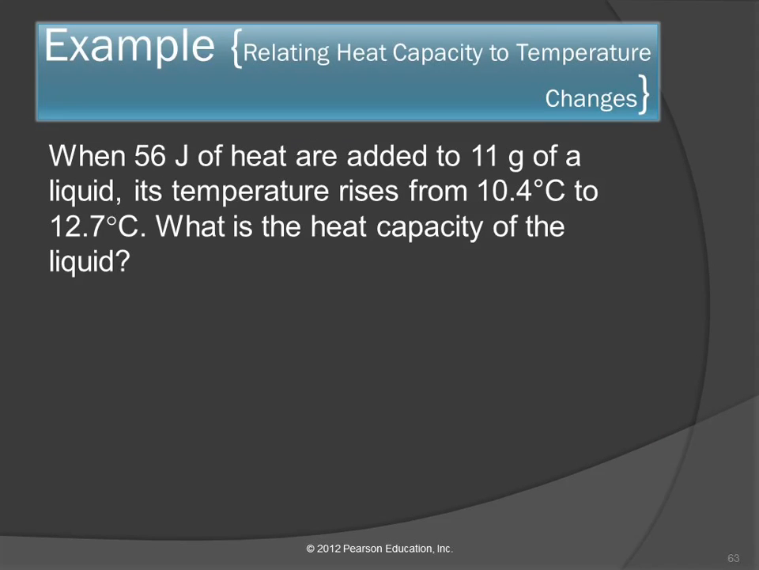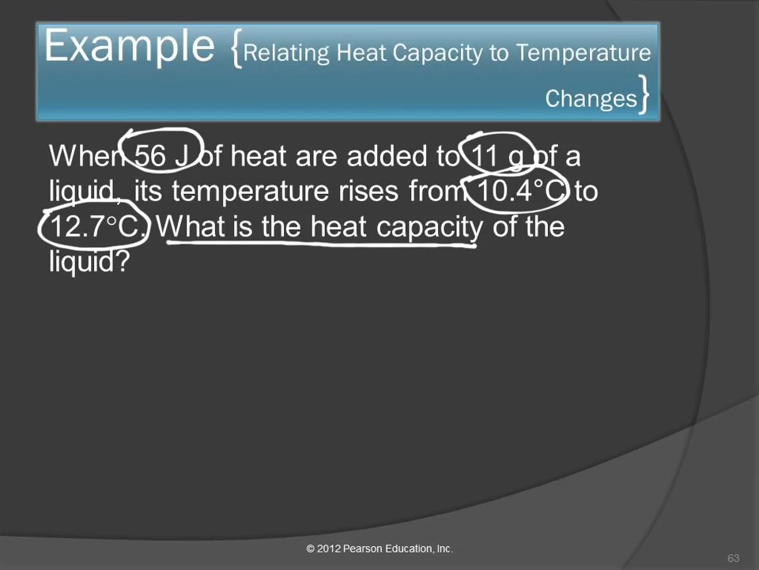Here's another one. When 56 joules of heat are added to 11 grams of a liquid, its temperature rises from 10.4 degrees Celsius to 12.7 degrees Celsius. What is the heat capacity of the liquid? So as with all these story problems, we're going to identify the numbers. 56 joules, 11 grams, 10.4 degrees Celsius, 12.7 degrees Celsius. What's the question? What is the heat capacity?